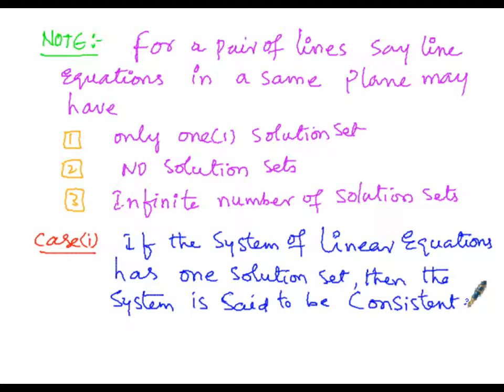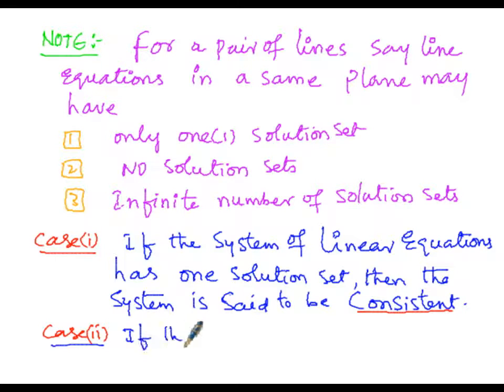Then in case number 2, if the system of linear equations doesn't have any solution set, then it will be called inconsistent. If it has one solution set, the pair of lines or the system of linear equations in the same plane consists of only one solution set, that is, we are getting only one value, one value for x and one value for y, or one ordered pair. So it will be called a consistent one. In case a system does not have any solution set, it will be called inconsistent.